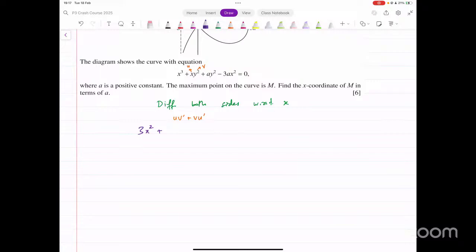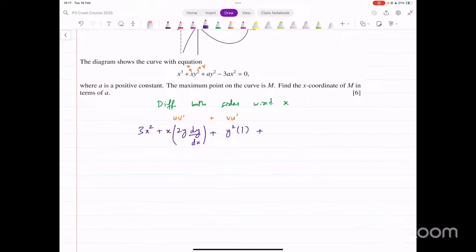U as it is, which means x as it is, into derivative of y squared. What's the derivative of y squared? You multiply by the power, it becomes 2, subtract 1 from the power, it becomes 2y. And then you have to multiply by the derivative of y, which is dy over dx. That's uv dash plus v as it is, that means y squared as it is, into derivative of x. What's the derivative of x? That's 1. And that's the differentiation of that product.